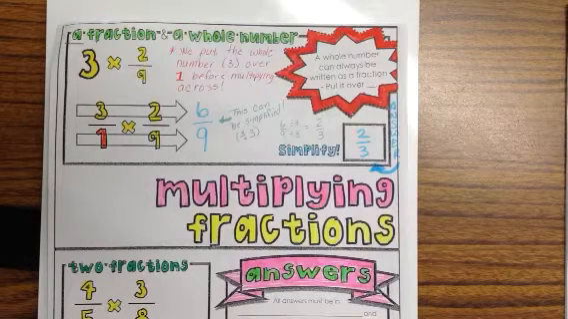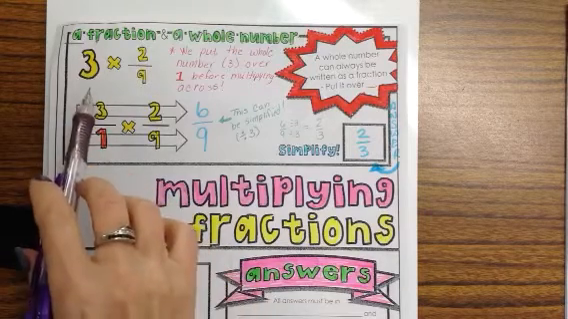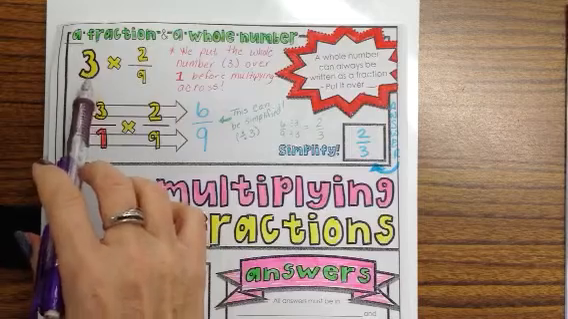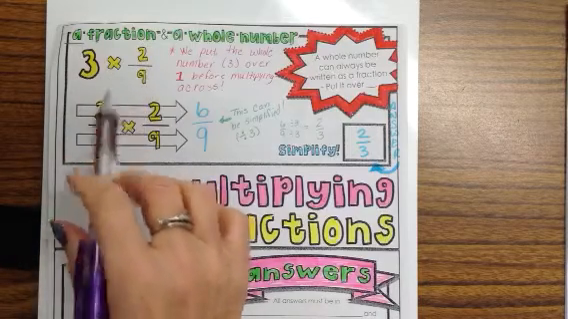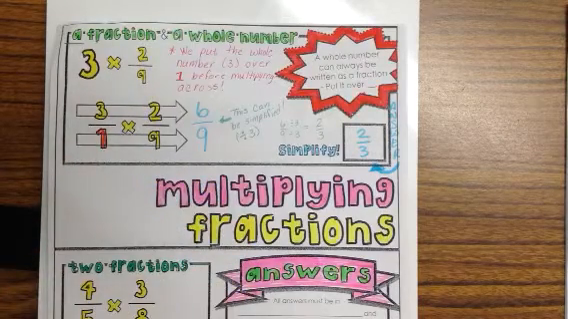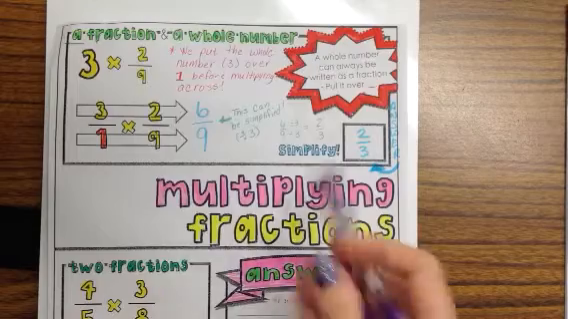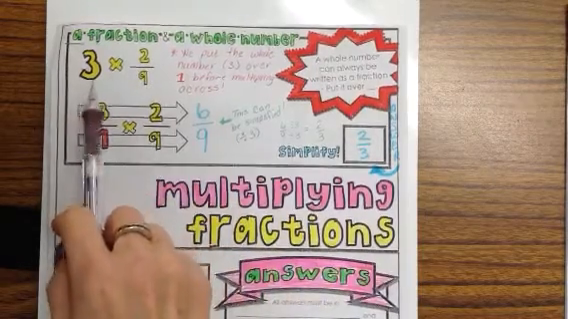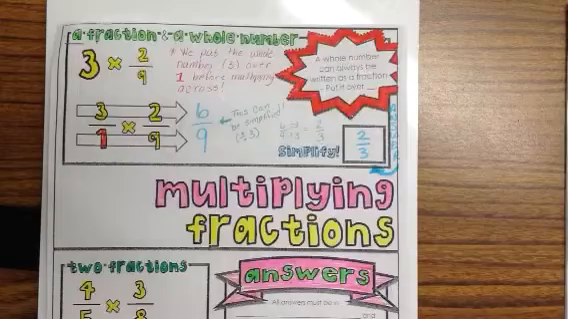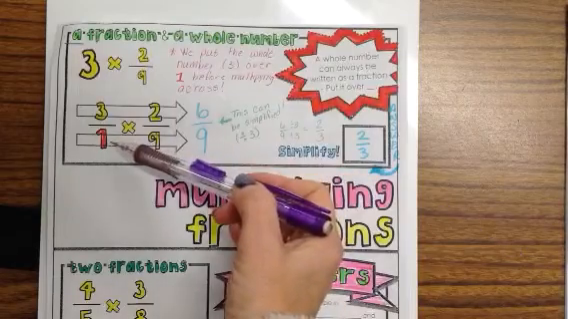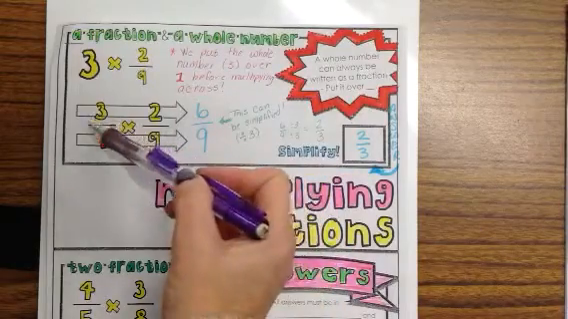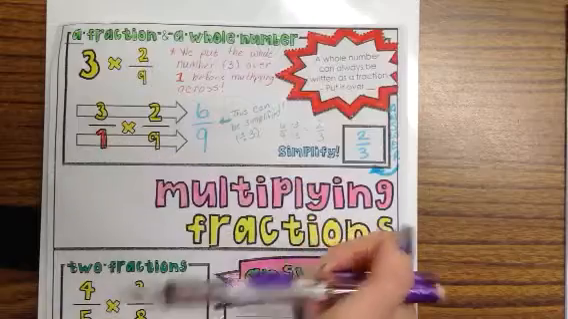We are going to start with a fraction and a whole number. If you look here at our first problem, it's saying the whole number 3 times the fraction 2/9. Before we can actually multiply our fractions, we need to make our whole number a fraction. To make our whole number a fraction, we simply put a number 1 underneath it. So we'll draw the fraction bar and put a 1 underneath.